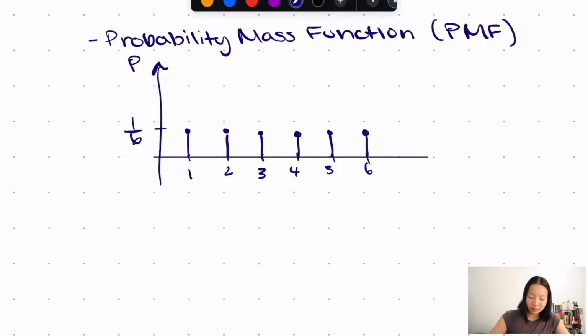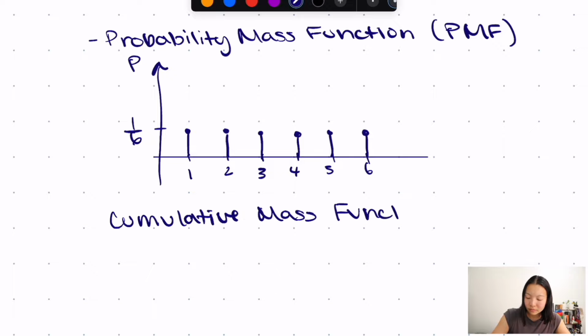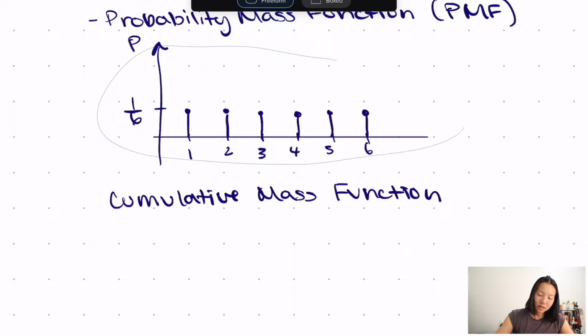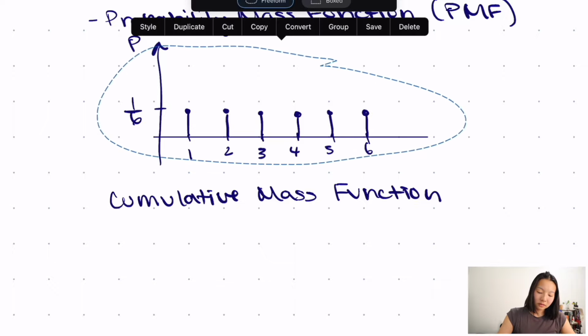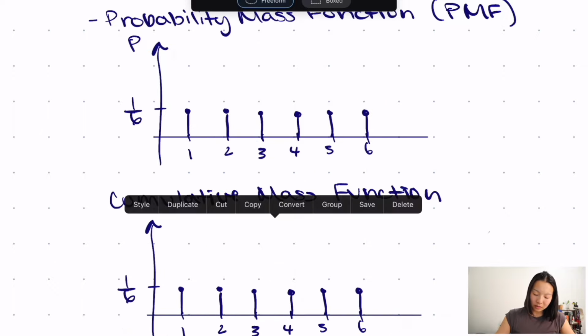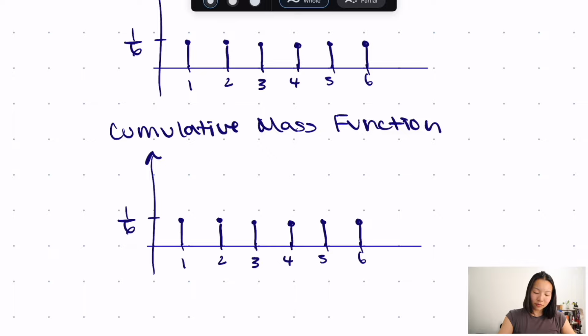And now there's also something called the cumulative mass function. It's taking this, let's duplicate that and put it down here. So cumulative mass function, instead, we're actually going to be summing all these values. We want to know what is the probability that it's going to equal that number or less.